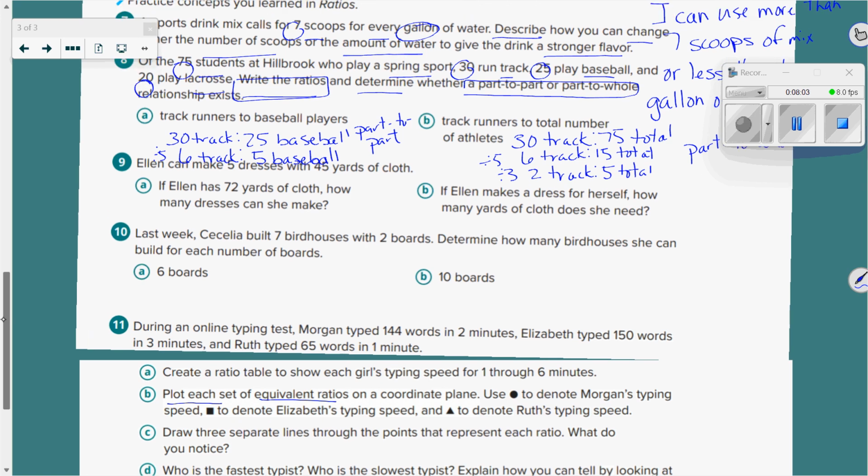For number 9, both of these are the same. They go for 5 dresses with 45 yards of cloth. So now Ellen has 75 yards. How many dresses can she make? There's my question. They all are going to start with that base ratio of 5 dresses and 45 yards of cloth.